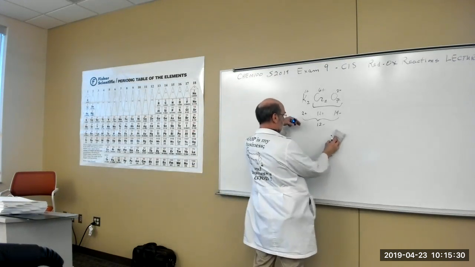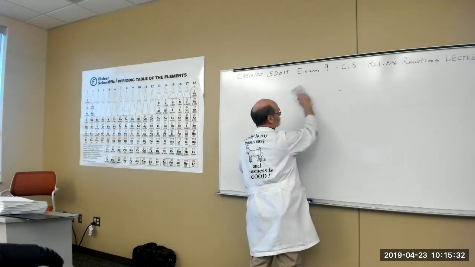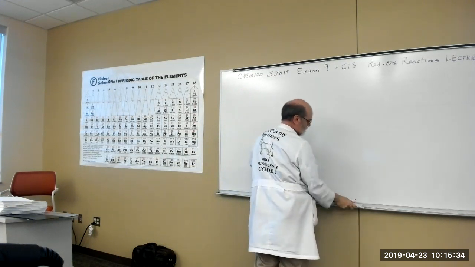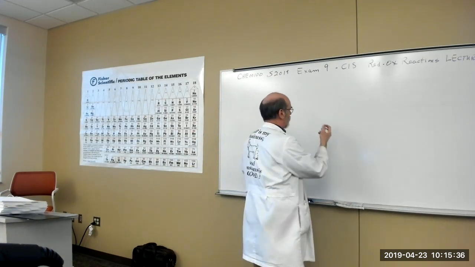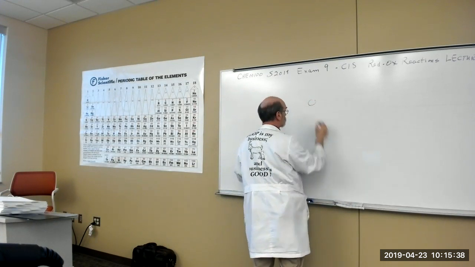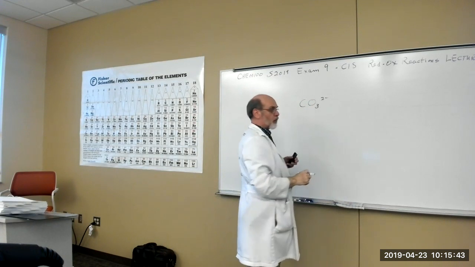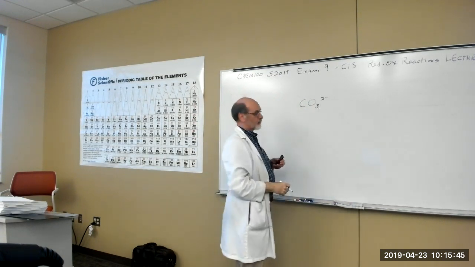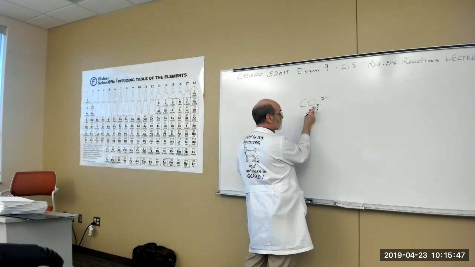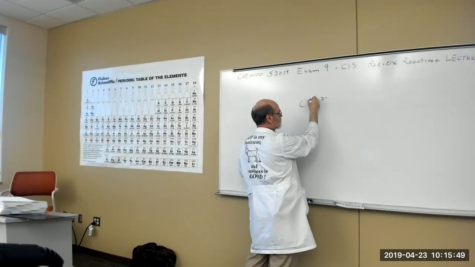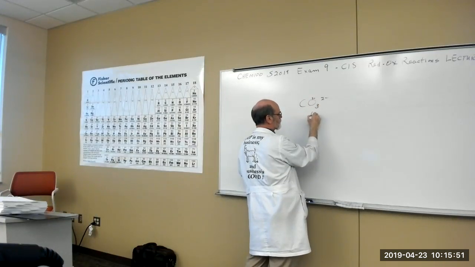And of course, it all adds up to 0. What if we're interested in carbonate ion? That's another polyatomic. The total has to be 2 minus, right? So the oxygen is 2 minus each, which means 6 minus total.